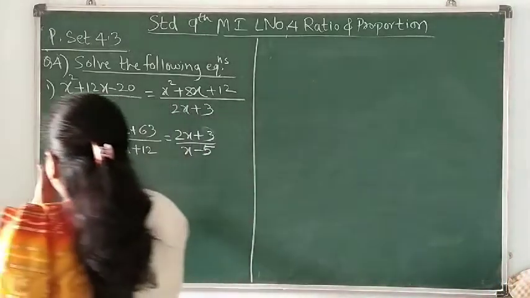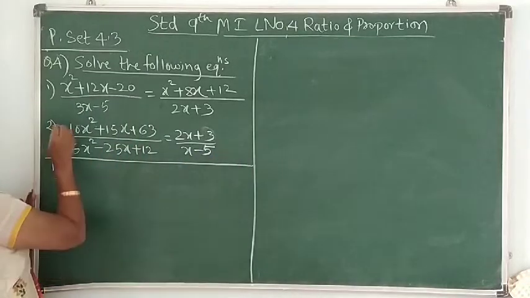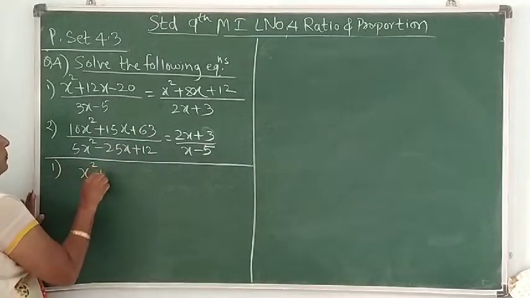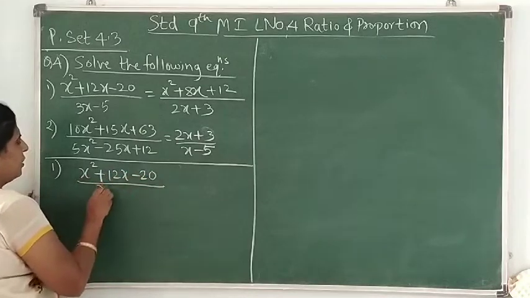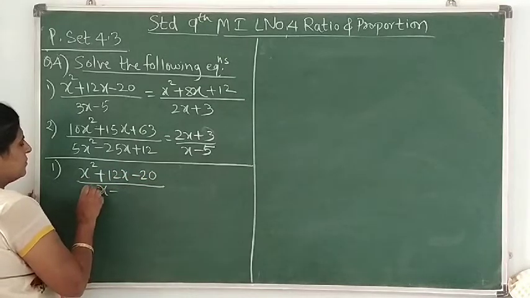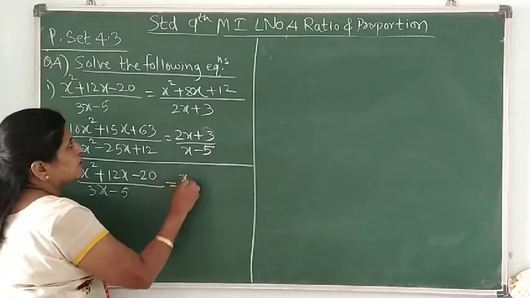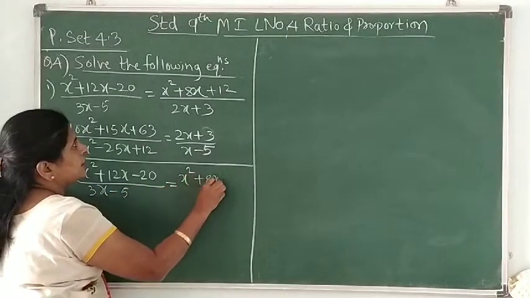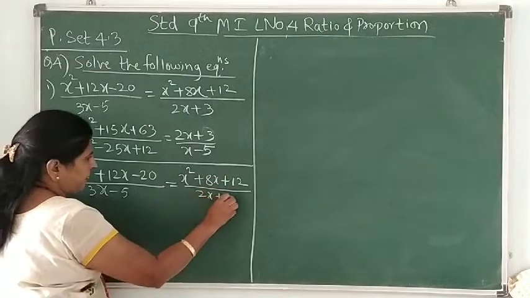Okay, so let's see question number 1. Let's copy the equation. It's x square plus 12x minus 20 upon 3x minus 5 is equal to, on the right side, x square plus 8x plus 12 upon 2x plus 3.